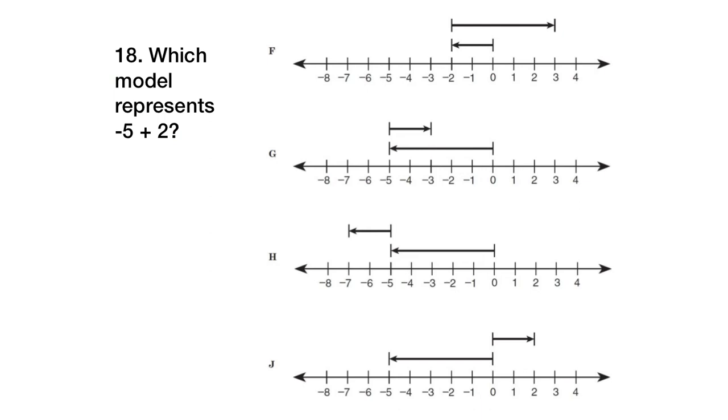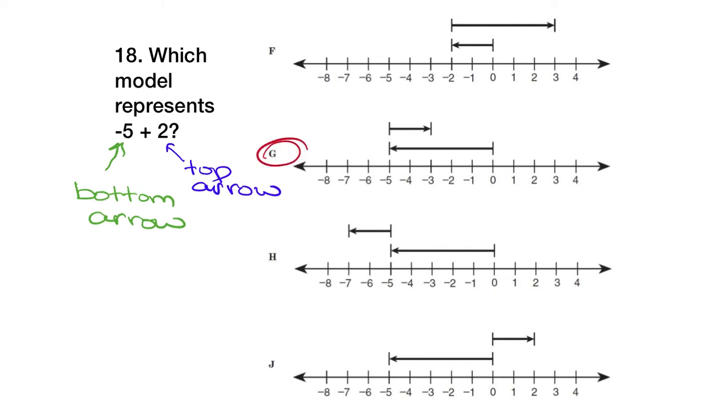All right, let's go to 18. Which model represents -5 plus 2? On these number lines, remember something. The first number in your problem is the bottom arrow. The second number is the top arrow. People do mix them up, and it's telling you direction. The first number, move 5 places to the left. The second number, move 2 places to the right. Which number line? G. G is perfect. You done good.